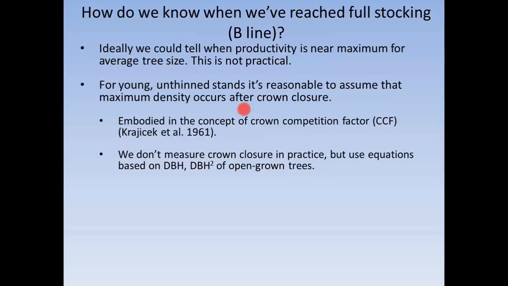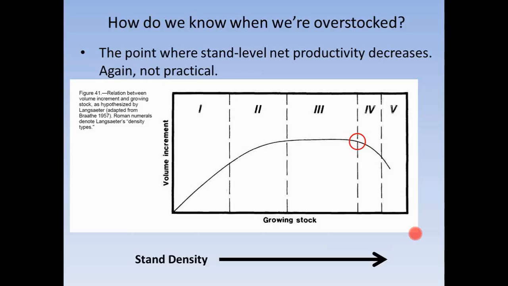And a really important point, I think, about many ways of measuring forests is we oftentimes don't measure things directly. So even with the CCF measurement, we don't go in and start measuring crowns and looking at crown closure and so forth. We use an equation that's based on DBH and maybe the DBH squared of open growing trees. So basically it's sort of the maximum crown area per unit of DBH.